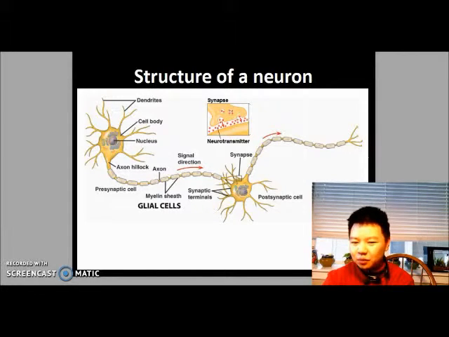The giant squid axon was gold for researchers, because finally they had a neuron that they could isolate, that they could see, and that they could stick electrodes in to measure how it transmits its signals.